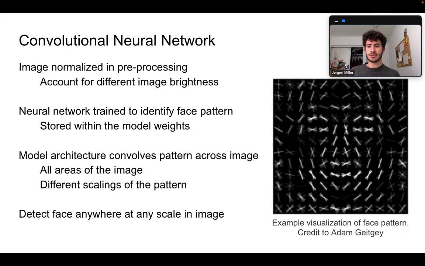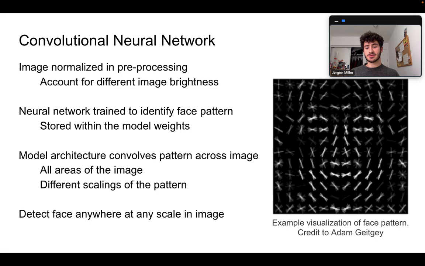Inside, this is using a convolutional neural network. Before passing it in, the image is normalized. This accounts for different image brightnesses. So if I turn off my lights or turn on my lights, my face can still be detected.